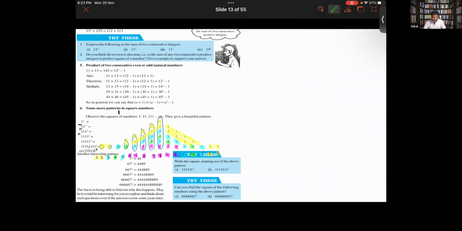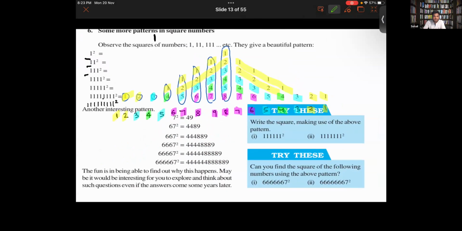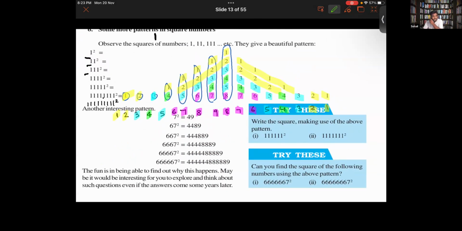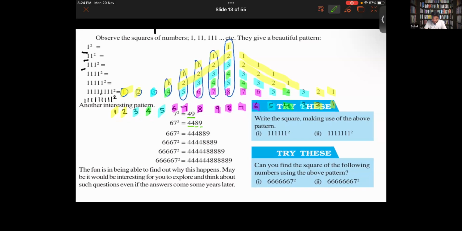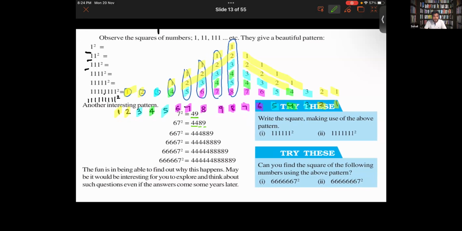Similarly, you have numbers like 7 square, 67 square, 667 square. So we can notice some patterns here as well, right? For 7, it's 49. Then for 67 square, 4 is written 2 times, and then 4 plus 4 comes 8 and then 9, right? The number of 6s is equal to the number of 8s. Like, for example, there are 2 6s and there are 2 8s. That observation can also be made here right now.